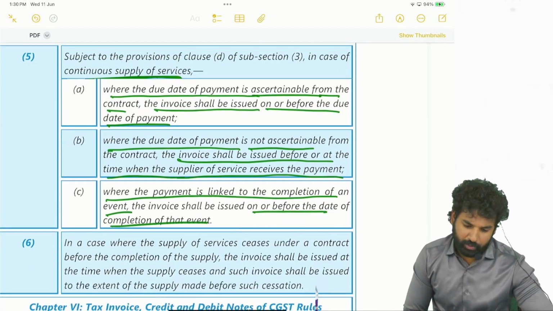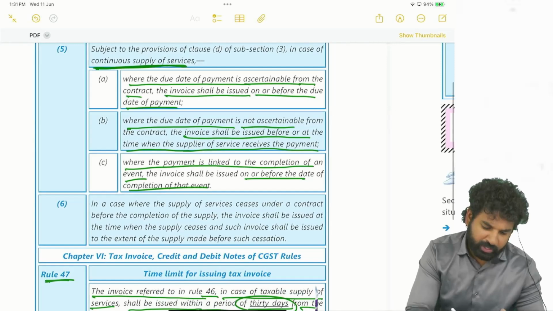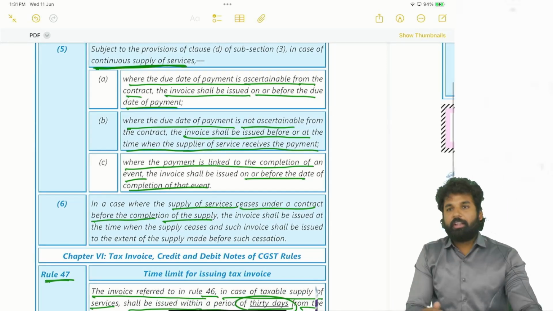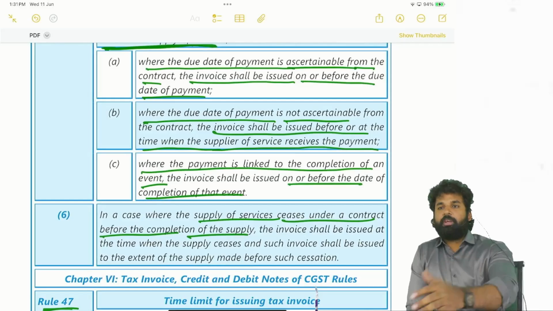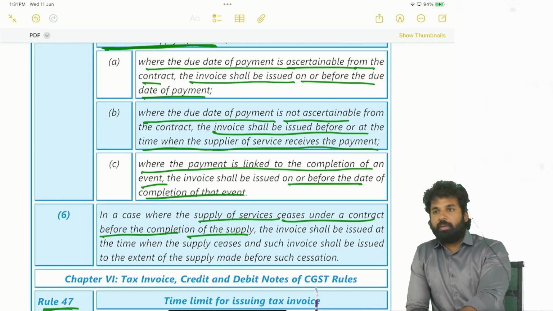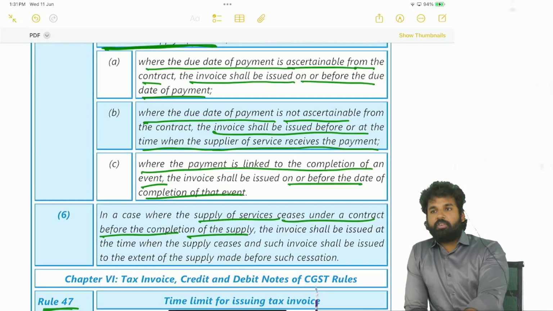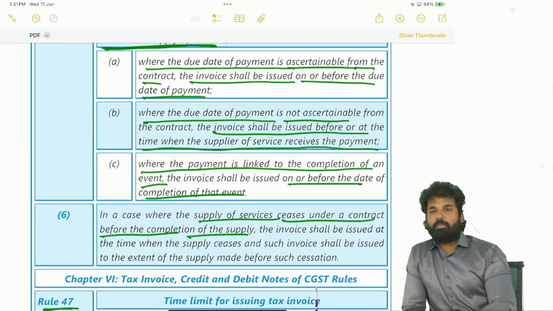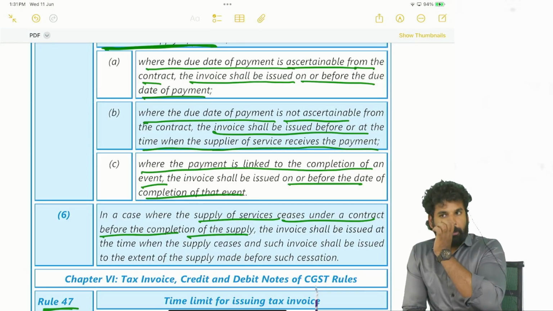Okay, right. In case where the supplier of service ceases under a contract before the completion of the supply, that means sometimes you have taken up a supply that you are going to provide some service, but while doing the service it has been stopped. That means there may be an issue or a dispute between the supplier and the recipient. So it is not going as per the plan, and in the middle it came to a halt.